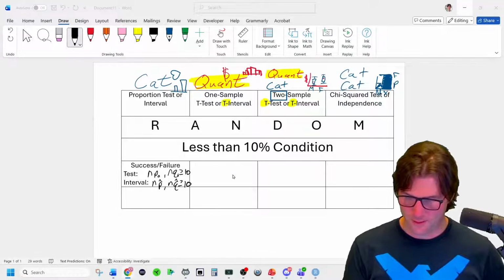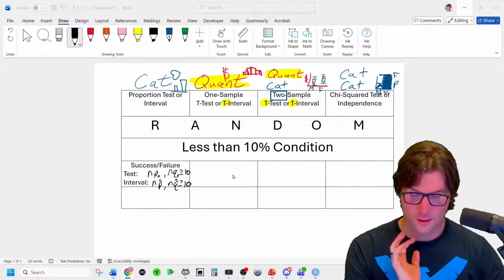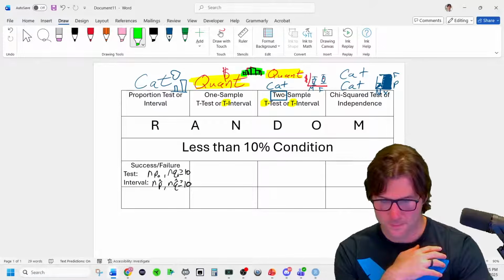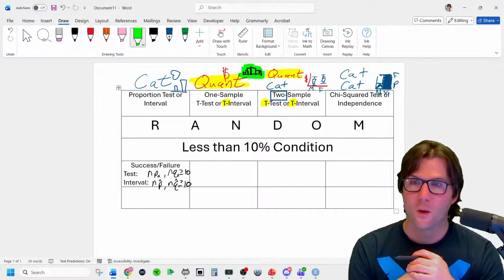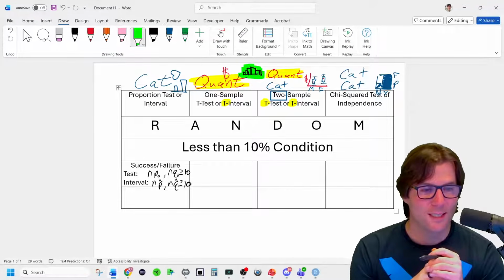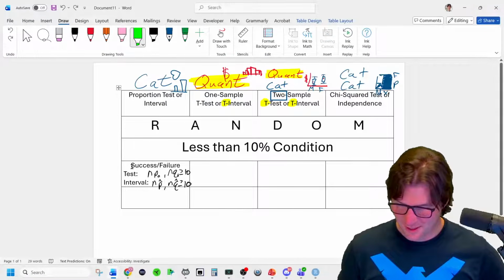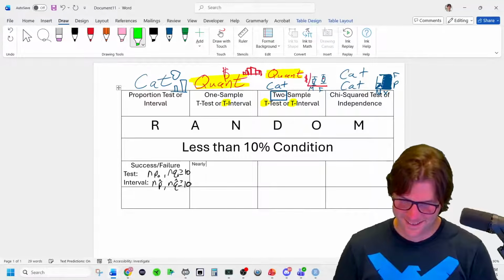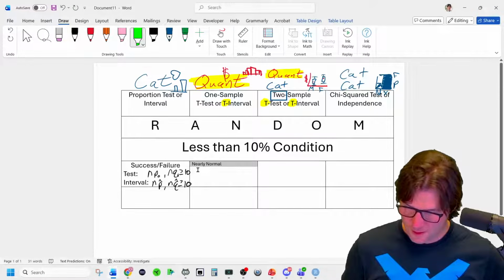Now, when we get to quantitative data, look up there at that histogram, because quantitative data needs to be what? Quantitative data needs to be nearly normal. Nearly normal. Let's just do a quick review of this. You ready? Because we're going to review each condition.